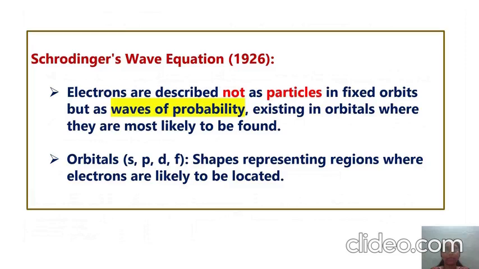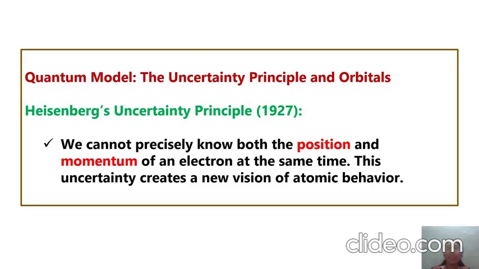Then came Schrodinger in 1926. He said that electrons are not just particles moving in specific orbits. He described electrons as waves of probability. And then came Heisenberg in 1927. We are all well versed in his uncertainty principle. What is that? We cannot simultaneously measure both the position and momentum of a particle. That's his famous principle.